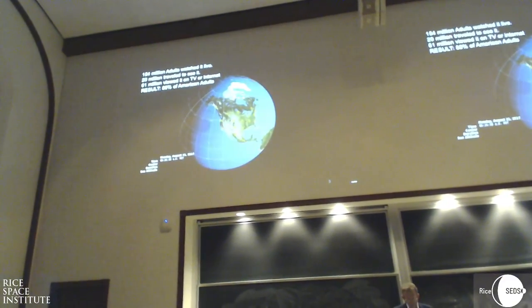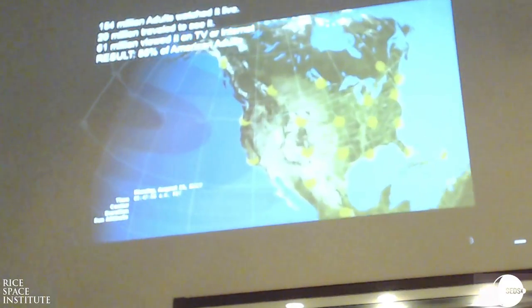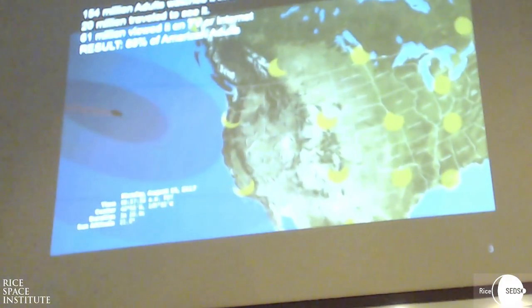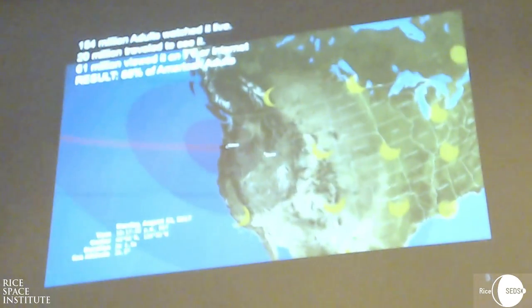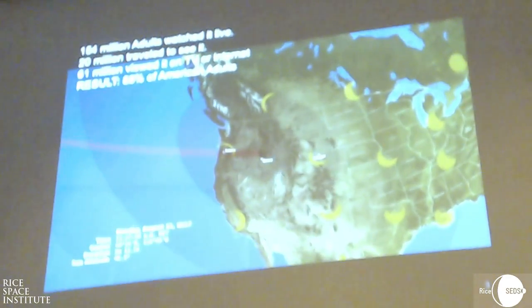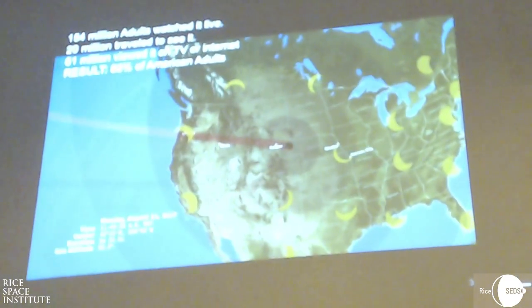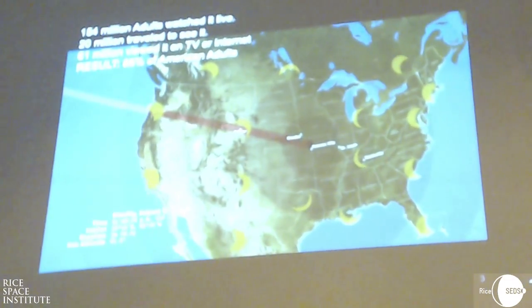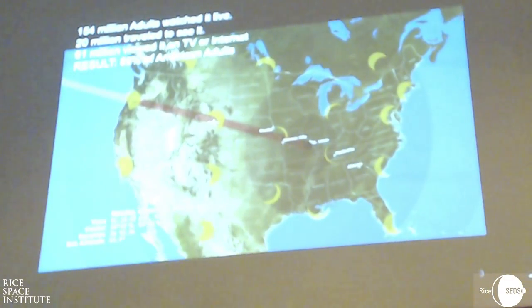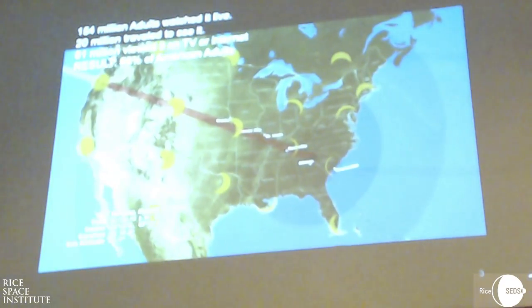I hope everyone had the opportunity to participate in some way in the Great American Eclipse. Perhaps even the students that came from such a long way have at least heard about it. But this was an enormous event. On August 21st, we had a total solar eclipse that cut across the country. 14 states were involved.